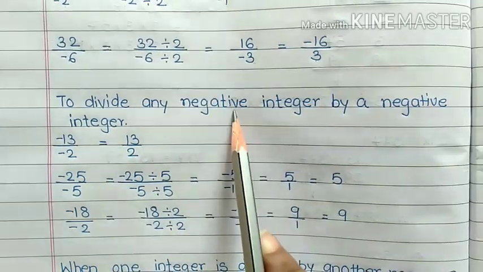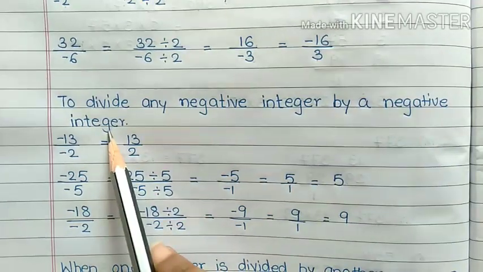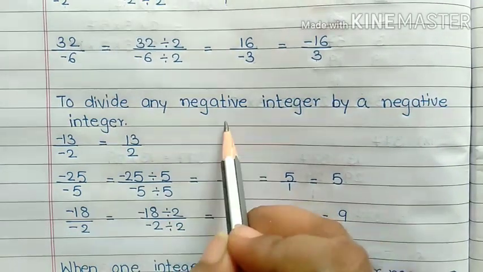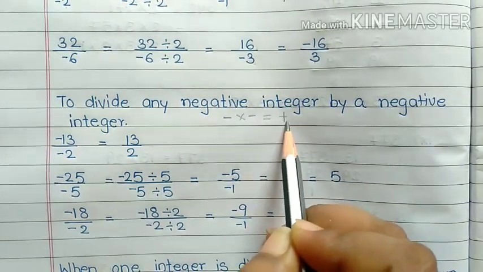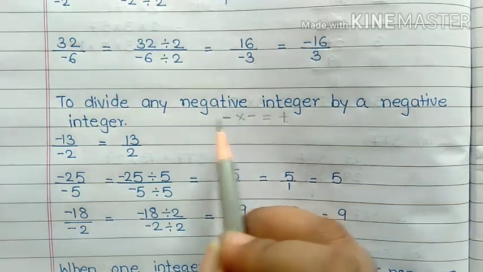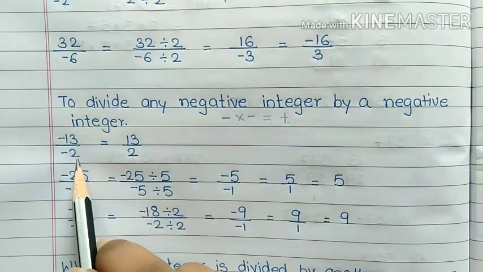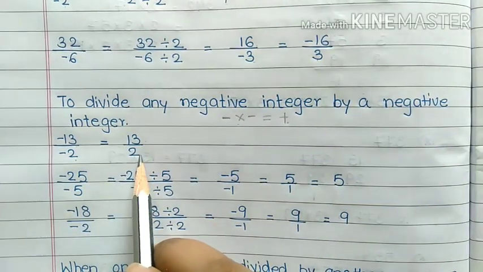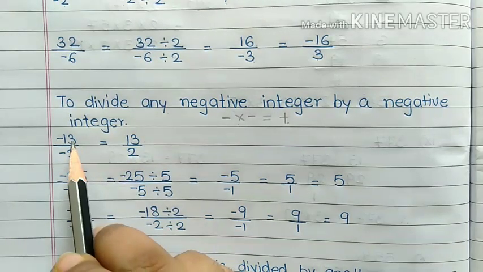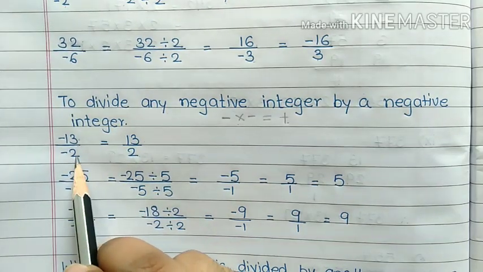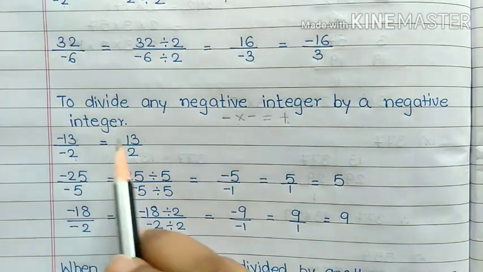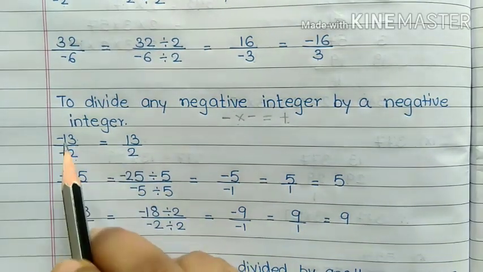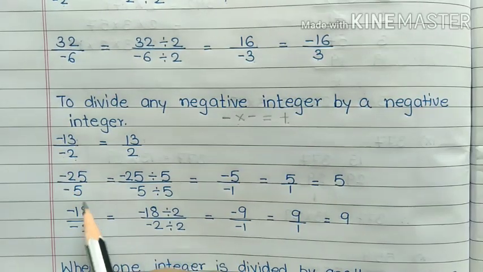To divide a negative integer by a negative integer: as in multiplication, the product of two negative integers is a positive integer. In the same way, if we divide a negative integer by a negative integer, the answer is a positive integer. Minus 13 divided by minus 2, the answer is 13 upon 2 because it is not divisible by 2. So as it is, 13 upon 2, minus minus gets cancelled.